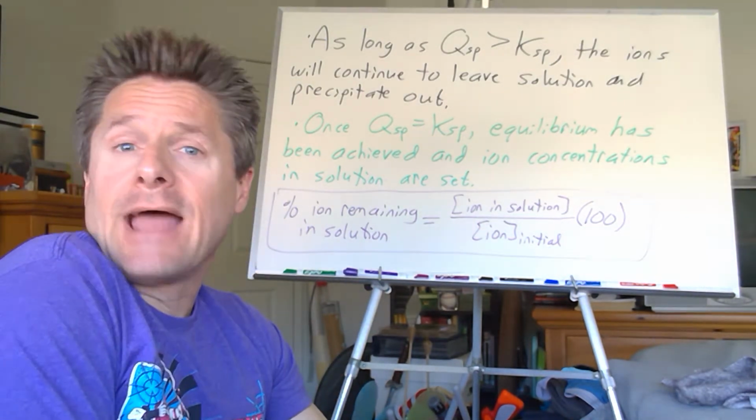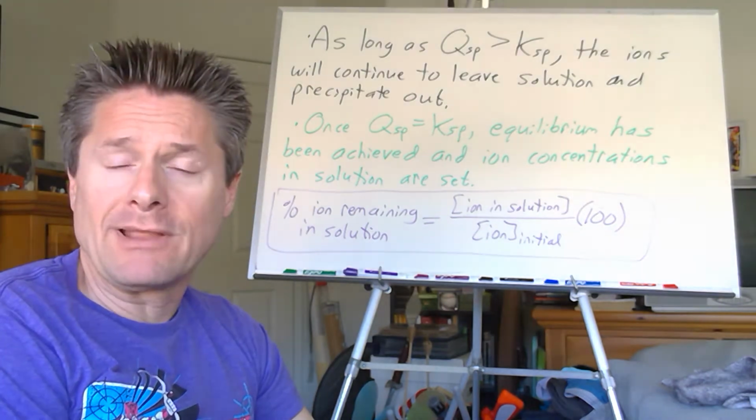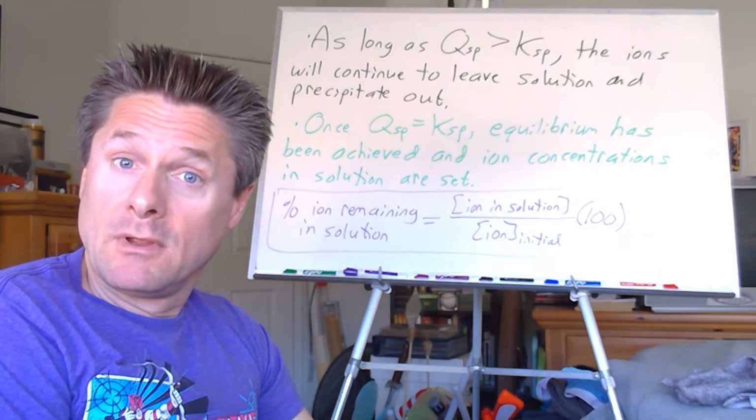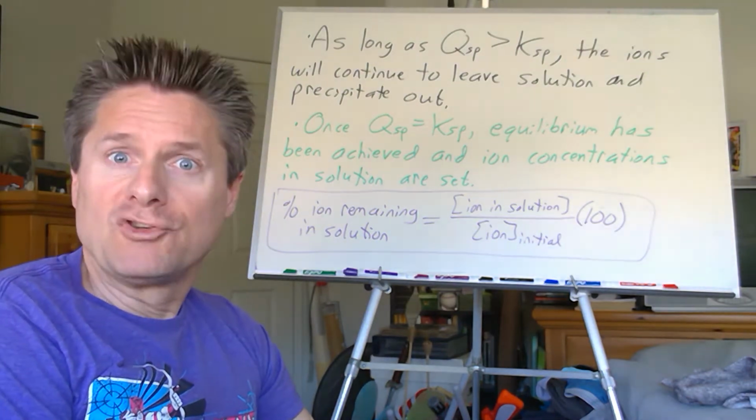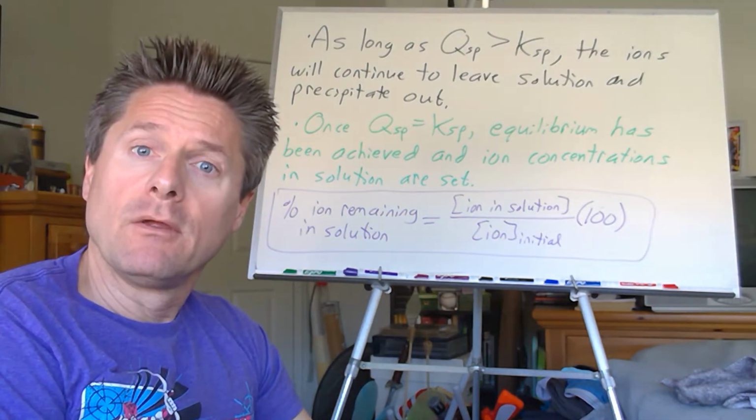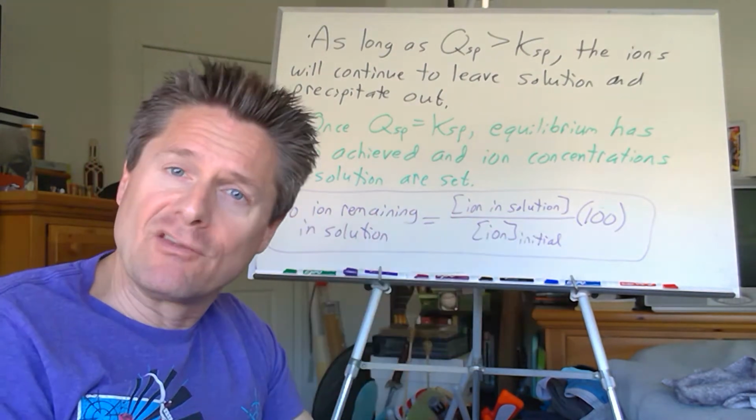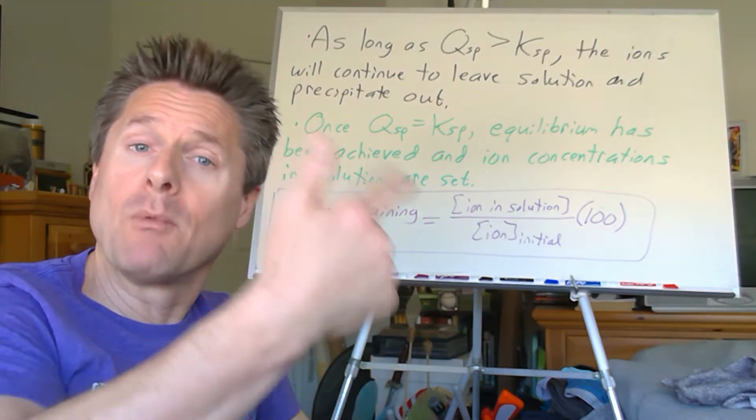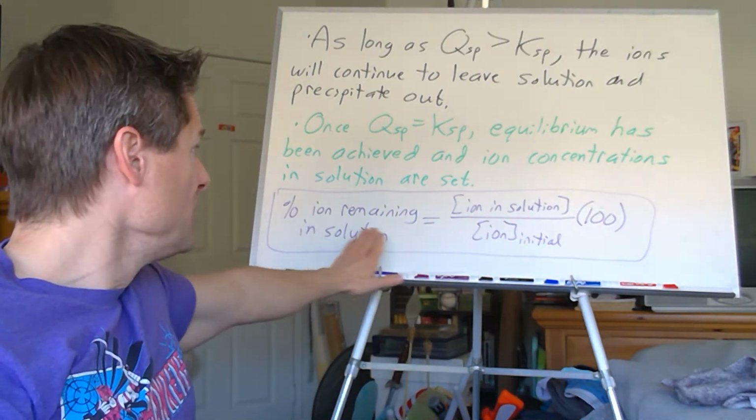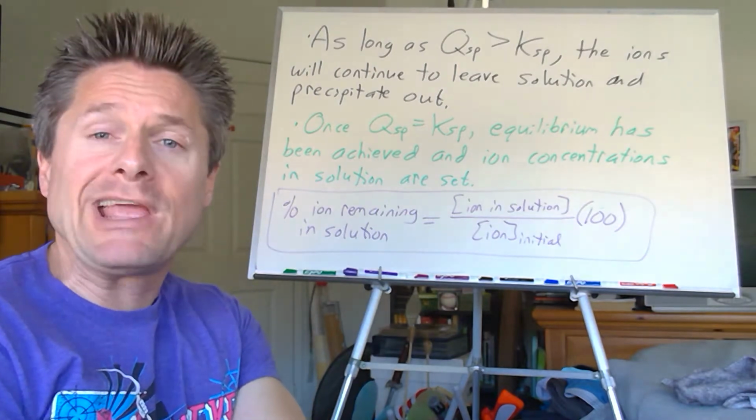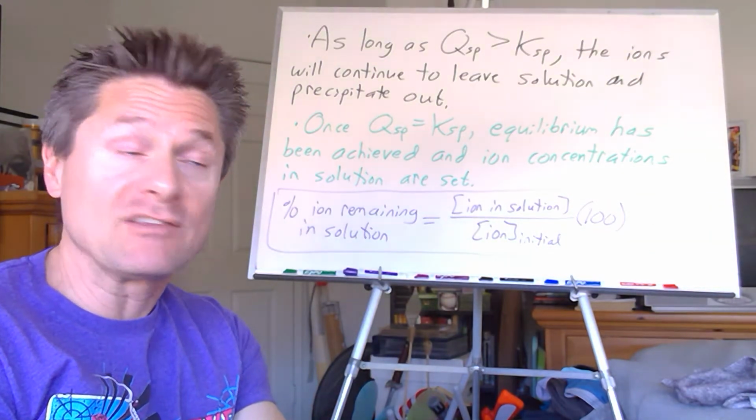So we could calculate that using our KSP expression, right? So we could calculate the remaining ion. And we should know the initial amount we started with. So we can actually calculate how much got put into the precipitate or how much is left in solution. It's pretty straightforward, right? Our parameter for completeness of precipitation is less than 0.1% remaining in solution.